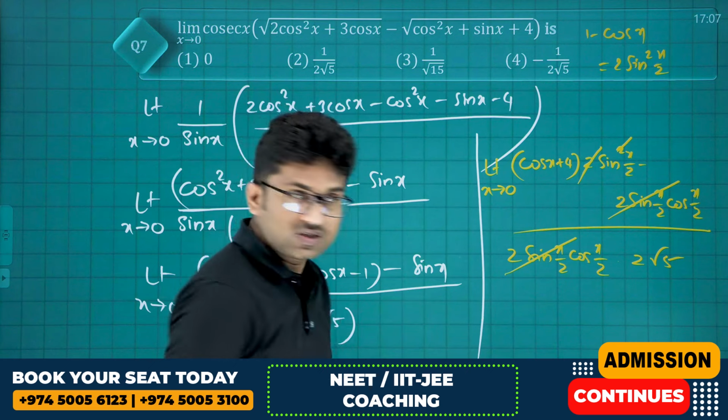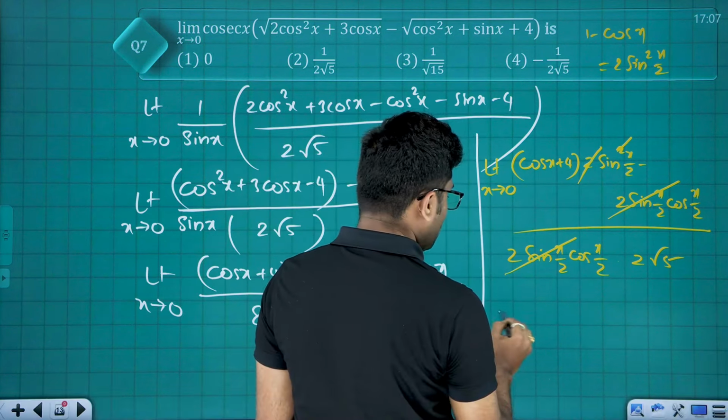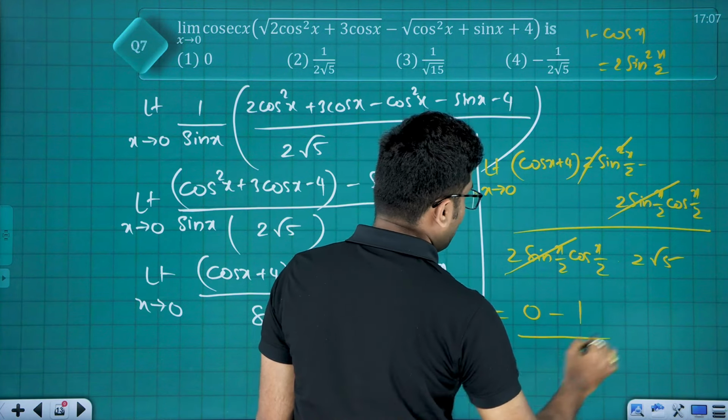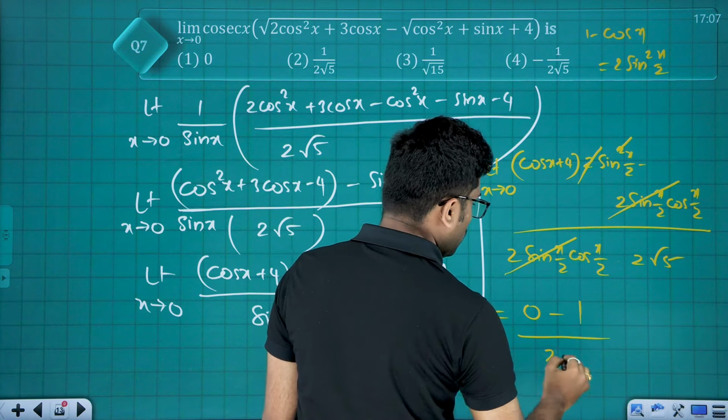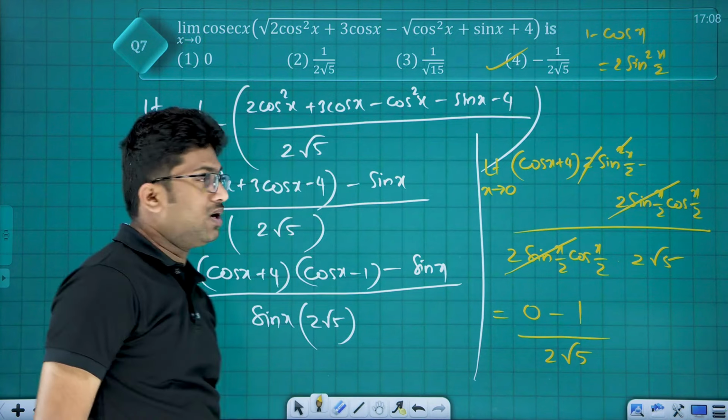Now put x equals to 0. We won't be having any problem. So sin x by 2 into something, which will be 0, minus cos 0, which is 1, divided by cos 0, which is 1, into 2 root 5. This is equal to minus 1 by 2 root 5, friends. Answer is minus 1 by 2 root 5.